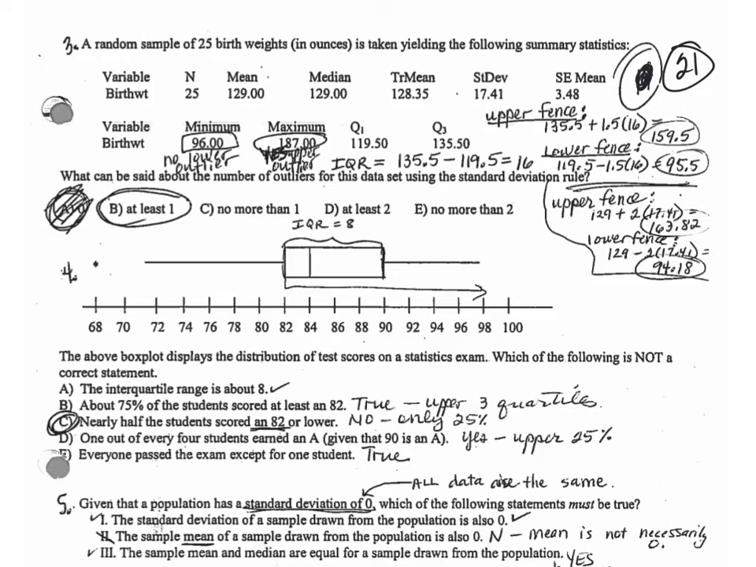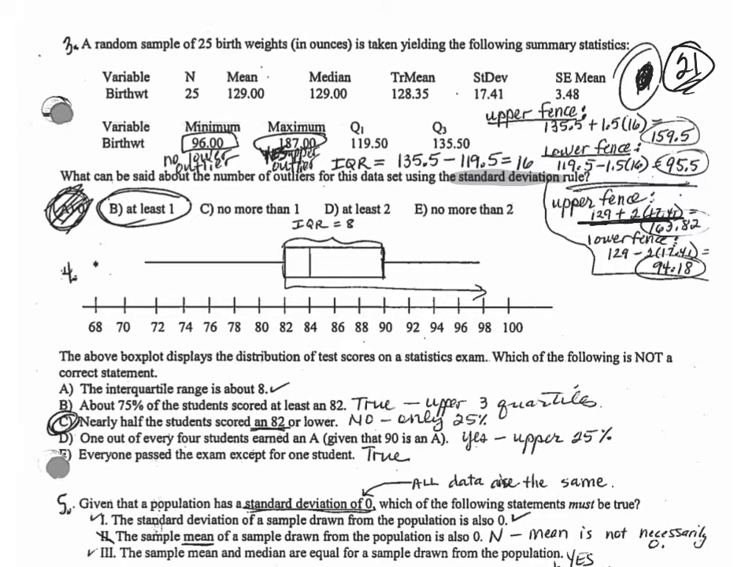On page 21, let's go over some things. First of all, number 3 says, on page 21, that's where we're starting. Number 3 says to use the standard deviation rule. Okay, so remember that the standard deviation rule is the mean plus 2 standard deviations.